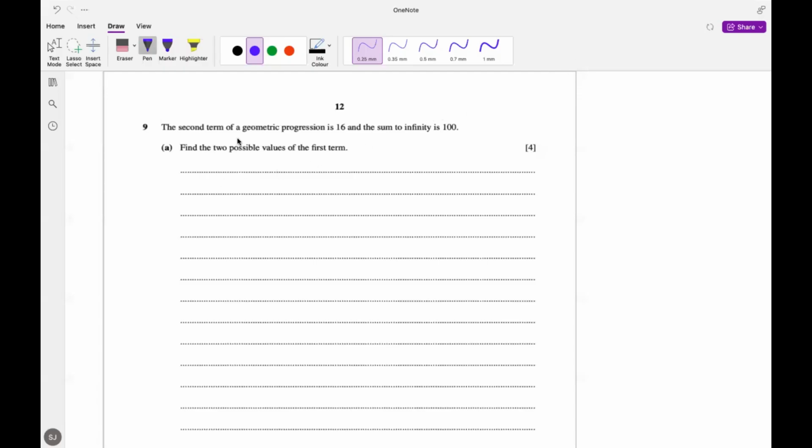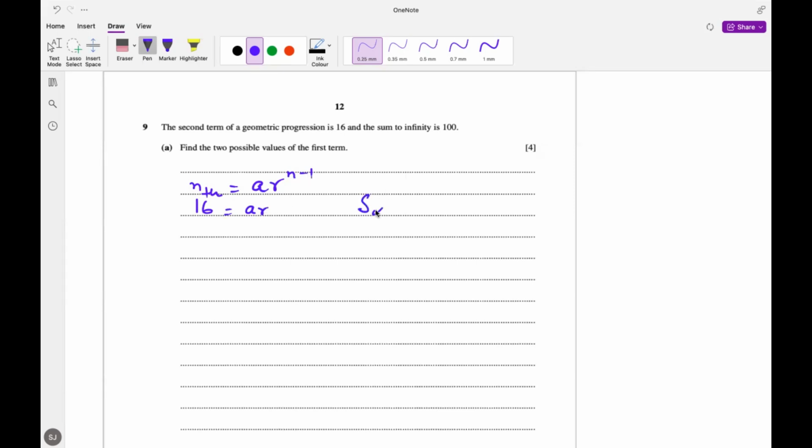In question 9, the second term of a geometric progression is 16 and the sum to infinity is 100. We have to find the two possible values of the first term. Now we know that the nth term is given by ar to the power n minus 1. As the second term is 16, we'll write 16 is equal to ar, and 2 minus 1 will be 1.